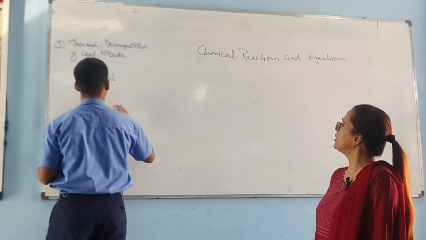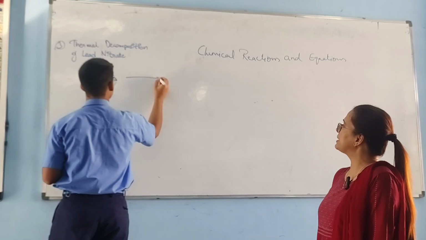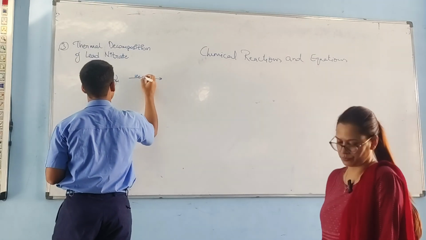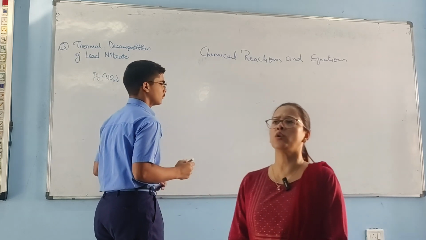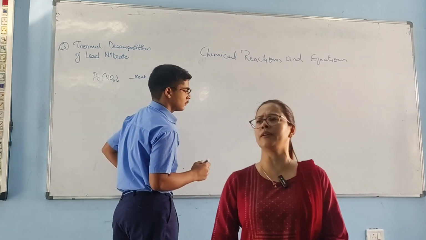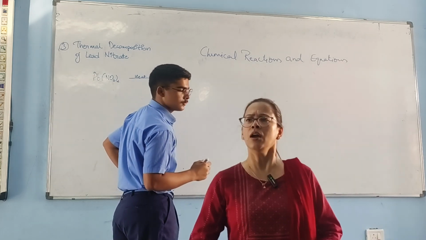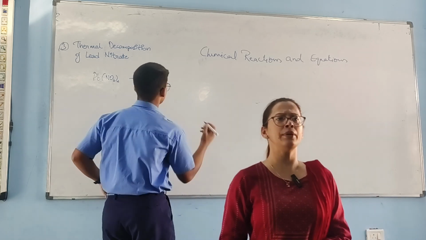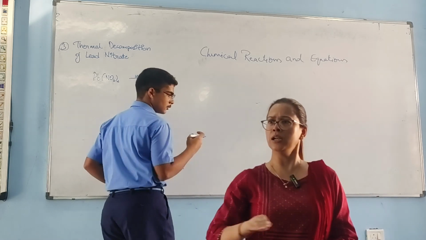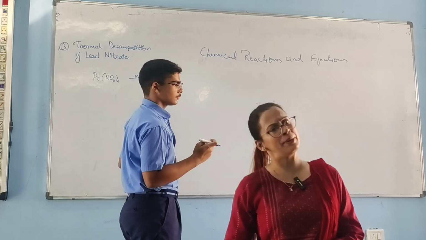So what are we going to do? We are going to heat it. So formula तो you can find out. कुछ भी heat करने से क्या बन रहा है children? What if we are heating anything? What is happening? We are getting oxide of that metal. If you are heating a salt of metal, we are getting oxide of metal.